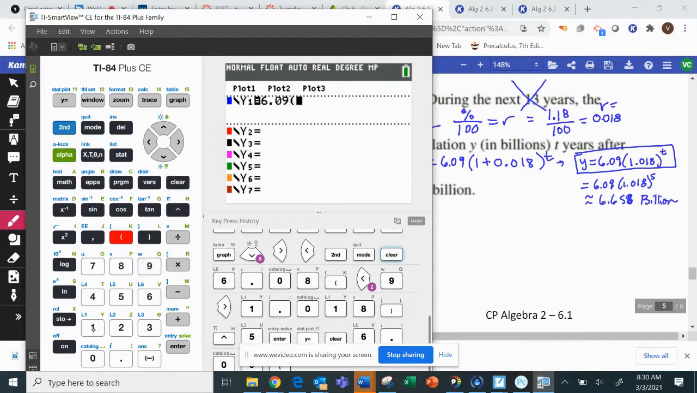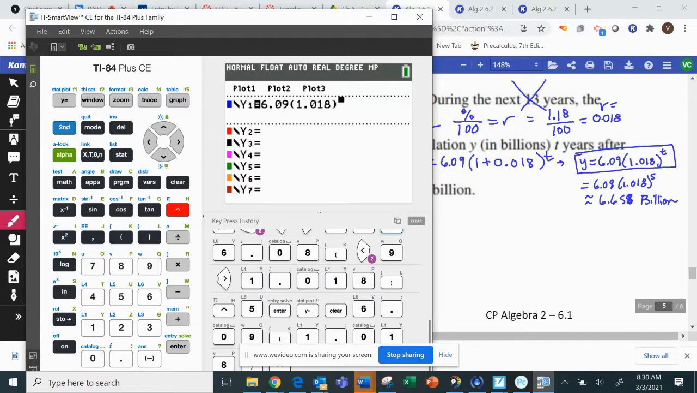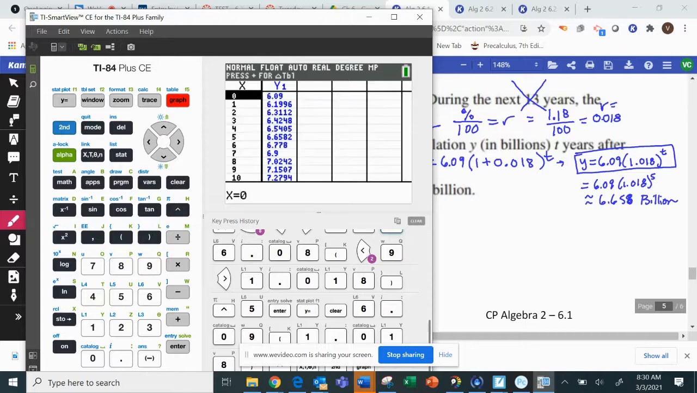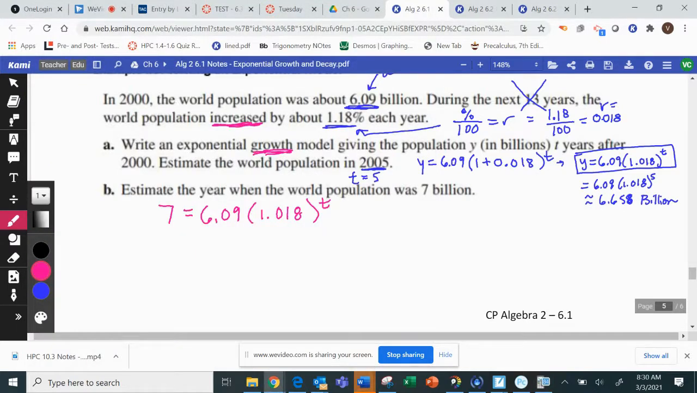6.09 times 1.018 to the, and I'm going to have to use X, and go to our table. So approximately what year will the population have been 7 billion? Warren? In the 8th year. So what year is that? Okay, so 2008 would be the year.